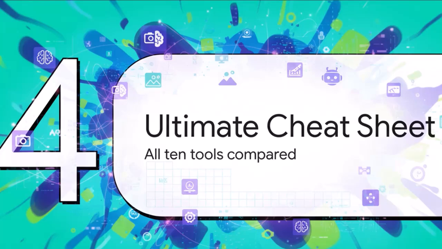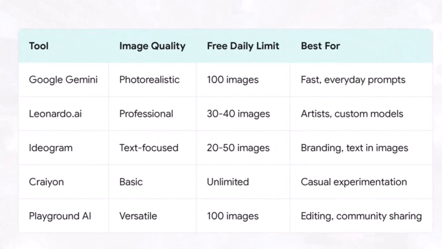So to pull it all together and make your life way easier, we made the ultimate cheat sheet. Seriously, this is the slide you're going to want to screenshot or bookmark. And here it is, everything all in one place. This chart is your new best friend. So for example, if you just need a ton of high-quality images every day, your eyes should go straight to Google Gemini or Playground AI.